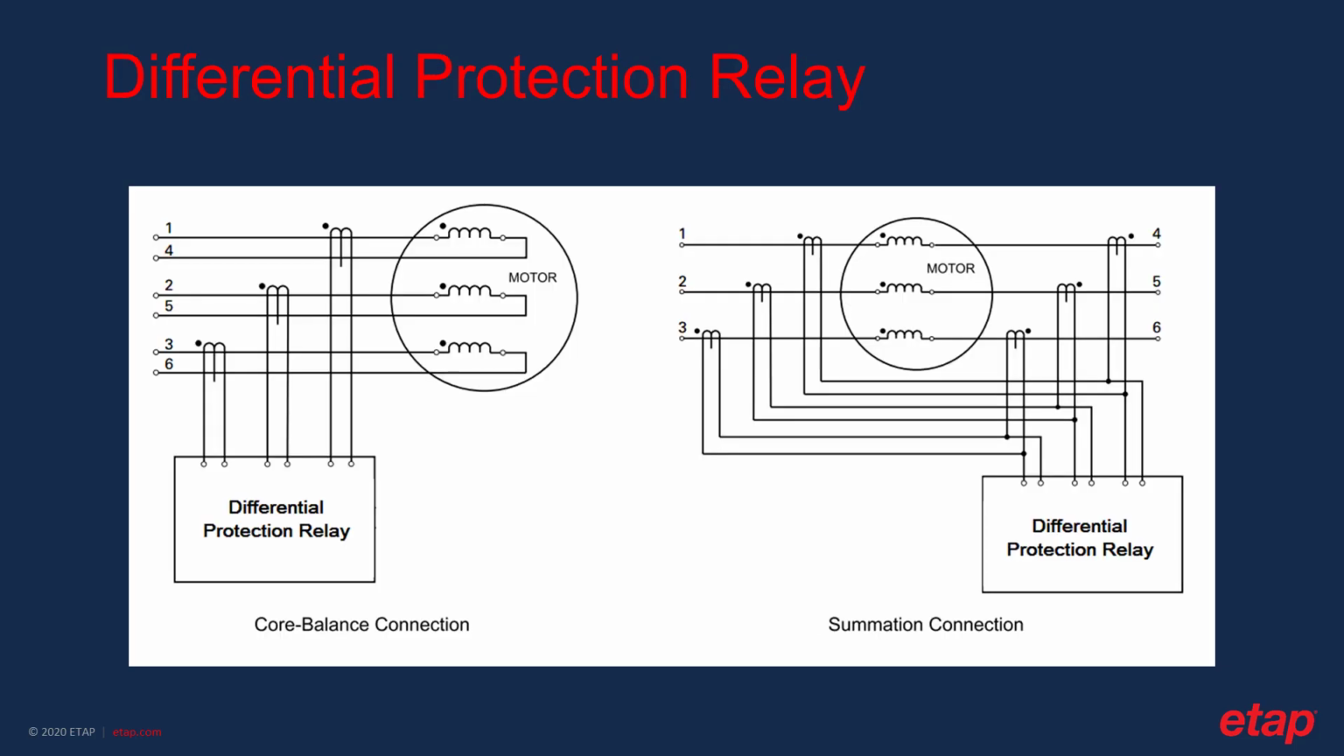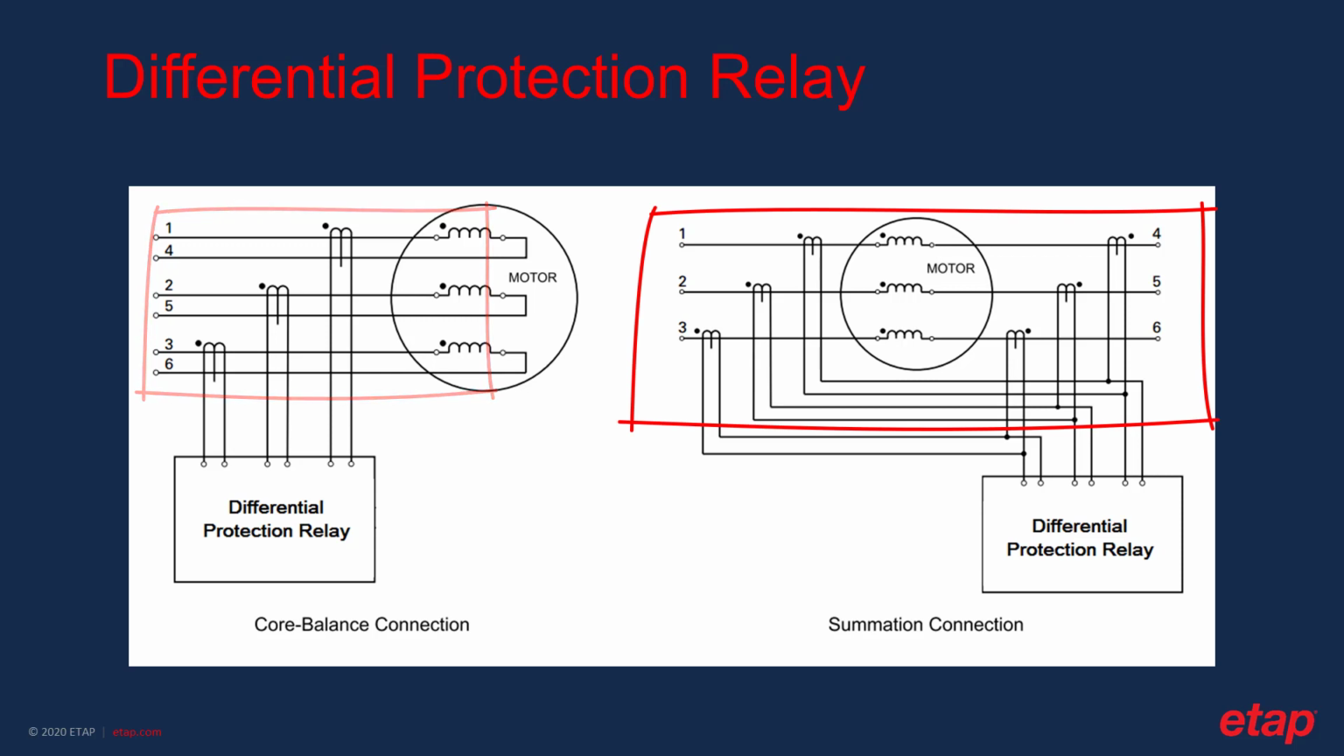Differential protection relays are used for internal fault detection of the motors. As can be seen in this slide, the connection of this relay to the CTs and the windings of the motor could have two alternatives. In the first alternative, you are using three core balance CTs and passing through these CTs the incoming and outgoing wires connected to sides of each of the windings of the motor. In the second alternative, the differential has 6 CTs.